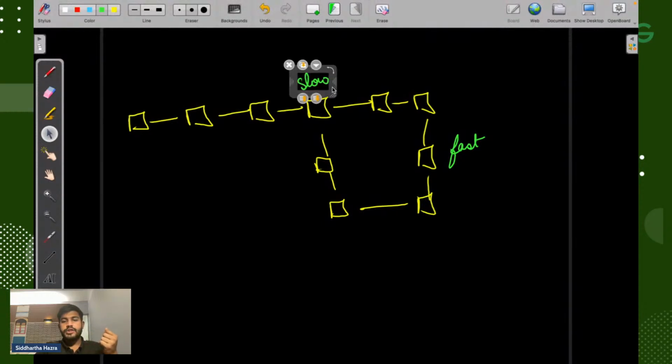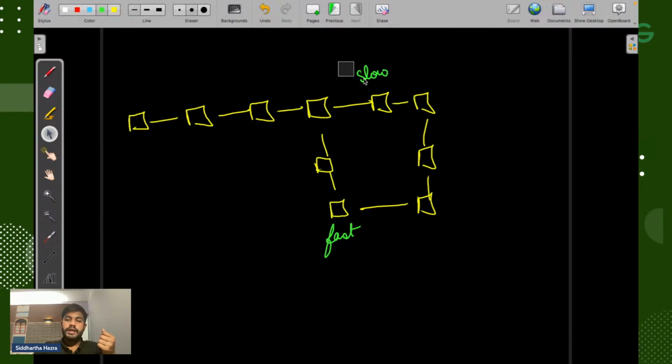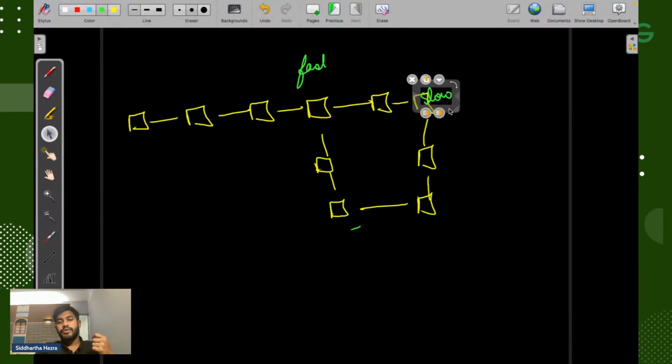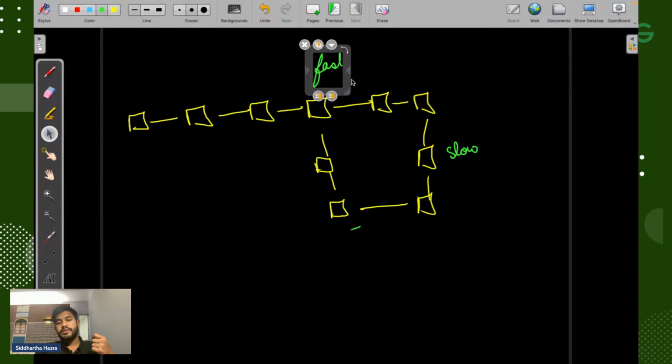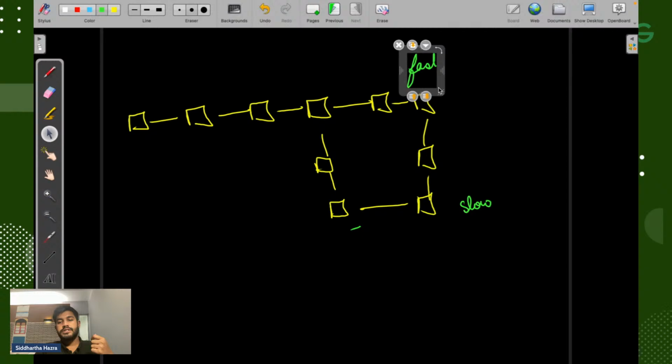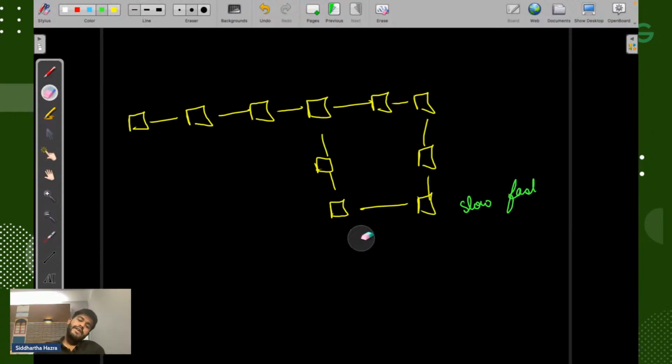So now again this slow pointer would move here and this fast pointer would move here. Then again this slow would move here and this fast would move here. Then again this slow would move here and this fast would move here. So now at this position slow is equal to fast. So if at any position slow is equal to fast, we would say yes, this is the point where a loop exists.